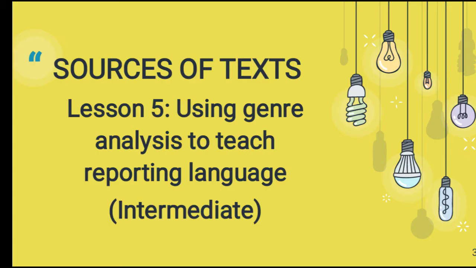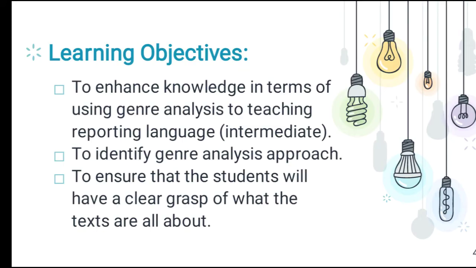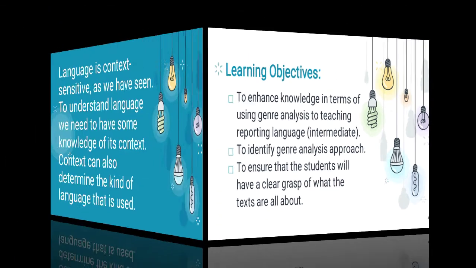This video tackles the chapter Sources of Text, Lesson 5, using genre analysis to teach reporting language, intermediate. The learning objectives of this chapter are to enhance knowledge in terms of using genre analysis to teach reporting language, intermediate, to identify a genre analysis approach, and to ensure that the students will have a clear grasp of what the texts are all about.